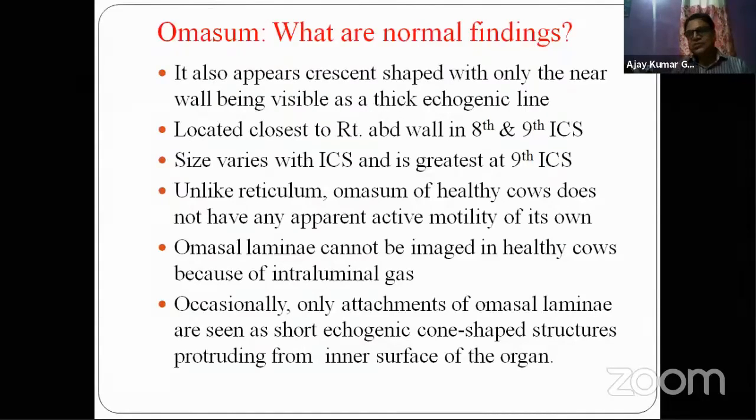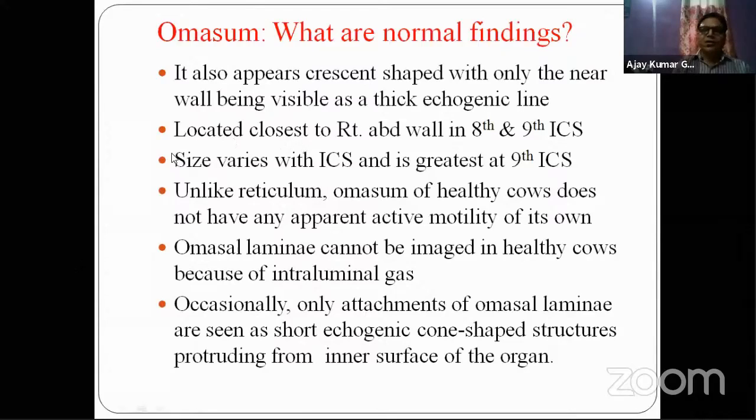Otherwise, nothing is visible beyond that because of the presence of gas and ingesta, except in case of abomasum, where you can see the ingesta as heterogeneous echogenic material. In case of omasum, reticulum, and rumen, you find only an echogenic line, which is semicircular in shape.